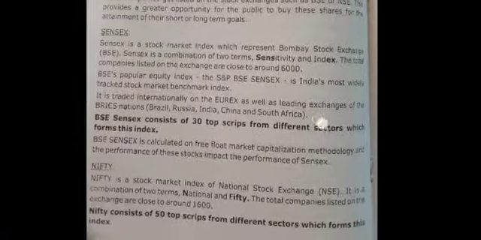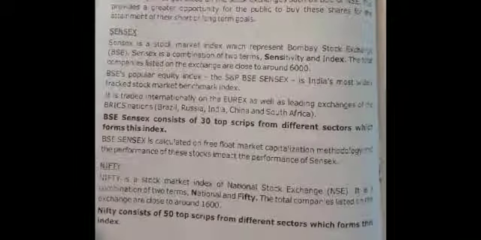BSE Sensex consists of 30 top scrips from different sectors which form this index. As I told earlier, they show the topmost companies, that is, the top scrips of different sectors, on the BSE Sensex. This BSE Sensex is calculated on a free float market capitalization methodology, and the performance of these stocks impacts the performance of the Sensex.